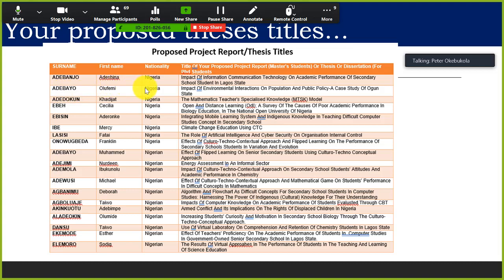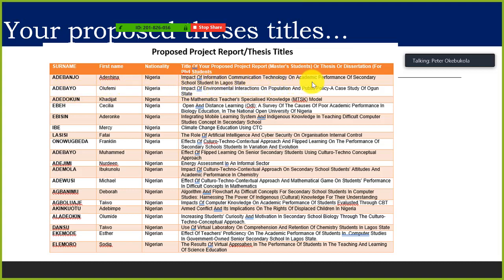Adebanjo Adeshino from Nigeria, impact of ICT on academic performance of secondary school students in Lagos State. Adebanjo, part of environmental interactions on population and public policy, case study of Ogun State. Khadija Adedo, the mathematics teacher.